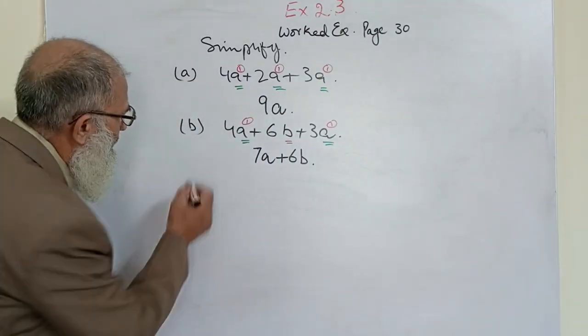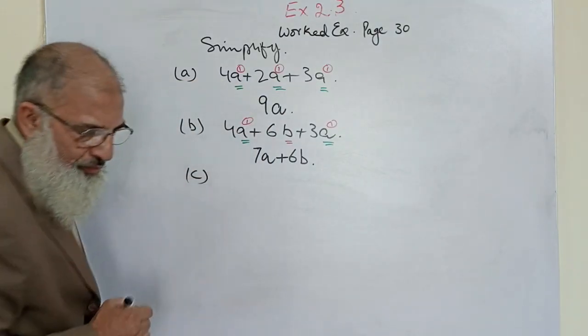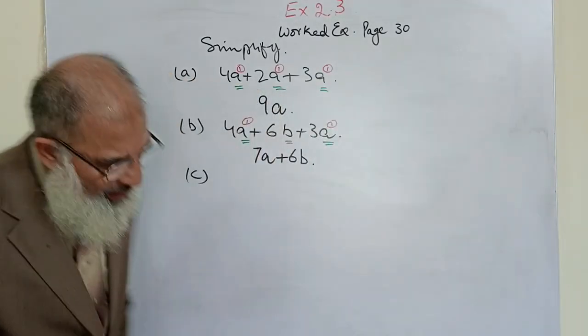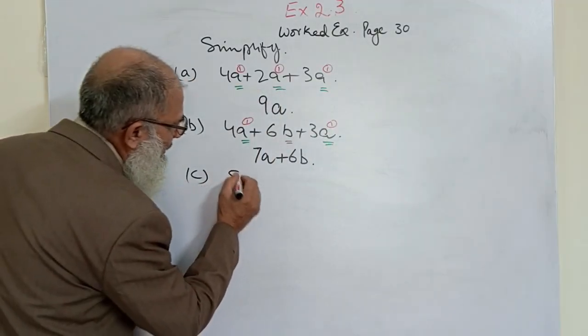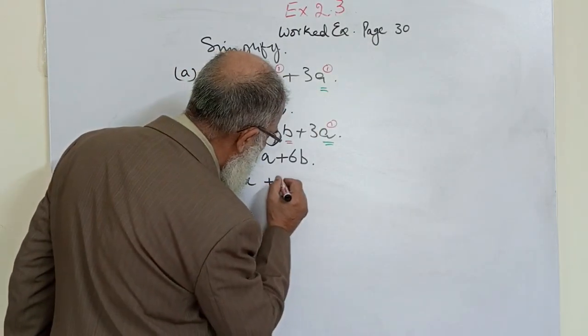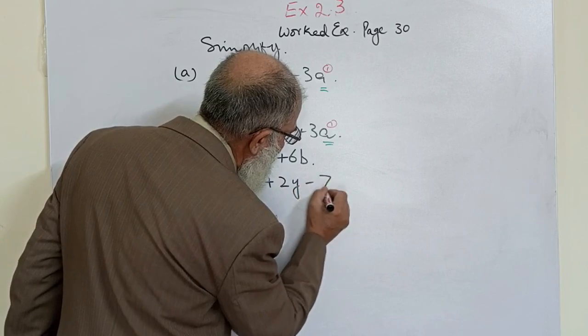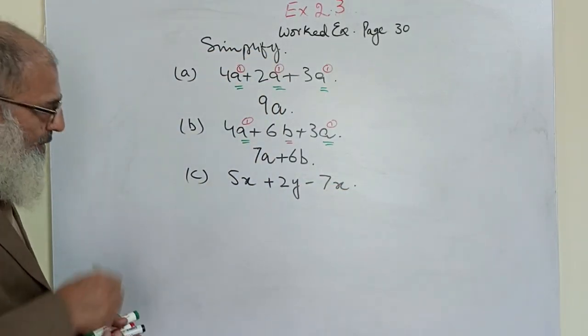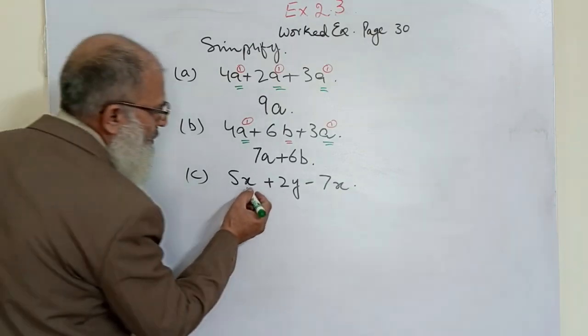Similarly, we have part C over here, and it is 5x plus 2y minus 7x. Well, I think you will do it by yourself.